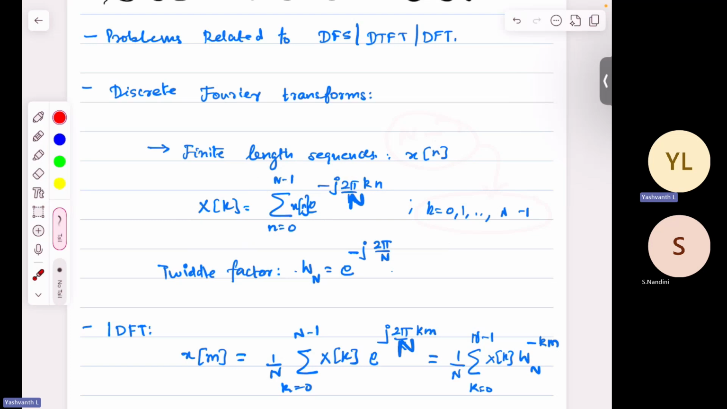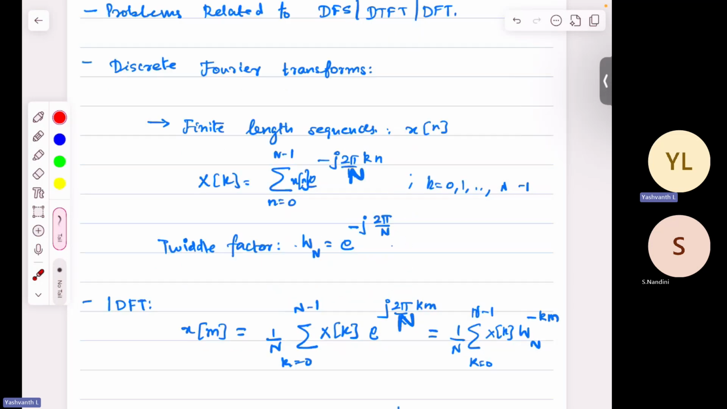For notational simplicity, we will call the term e power minus j 2 pi by N as W_N. So W_N is what is called the twiddle factor. It is only parameterized by the number capital N. Fine, this is called the twiddle factor. That's about the discrete Fourier transform.